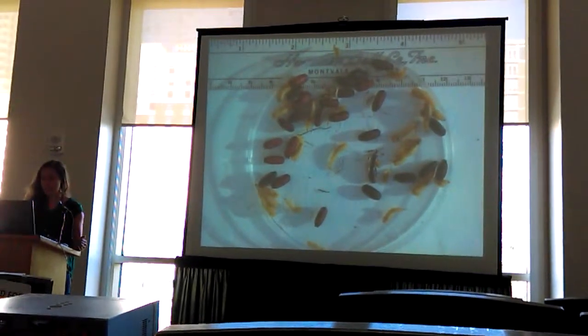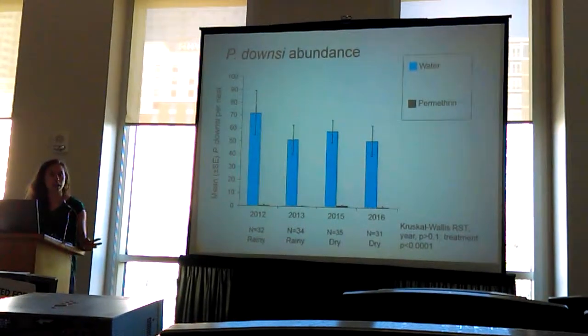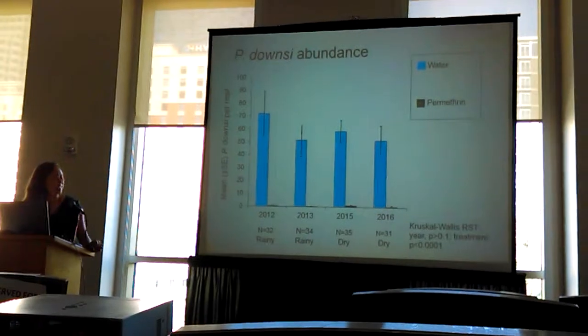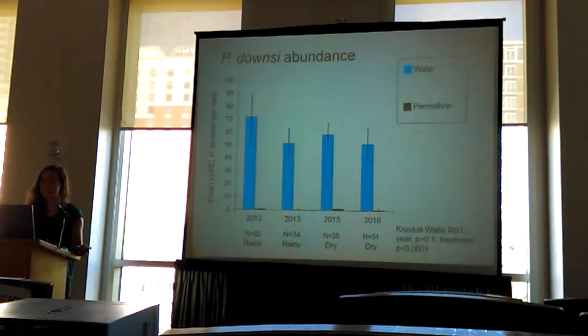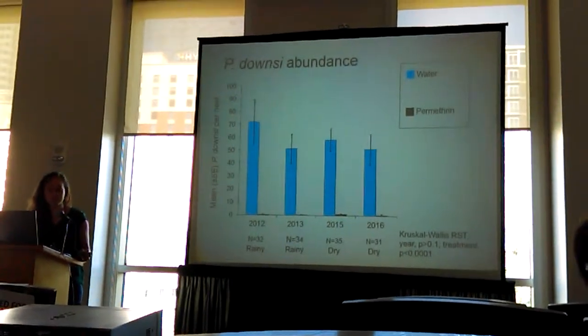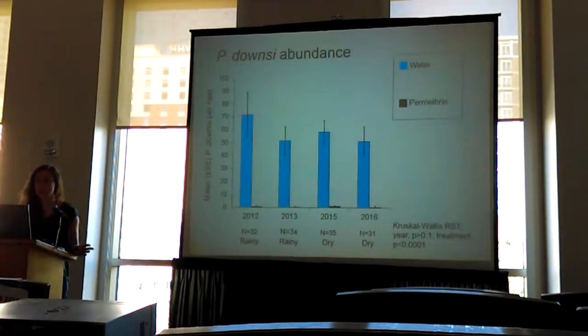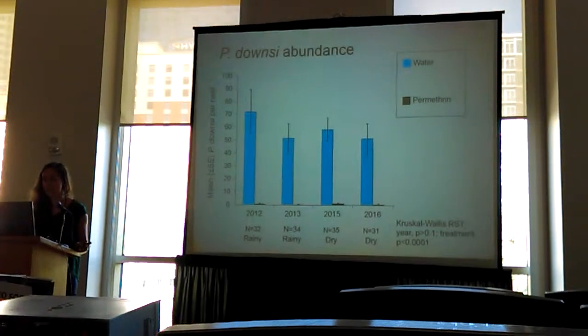Moving on to some results. First, let's look at P. downsi abundance. Here on the y-axis, we're looking at the average number of parasites per nest over 4 years of study, 2 rainy years and 2 dry years. The N in each case is the total number of nests that we studied that year.